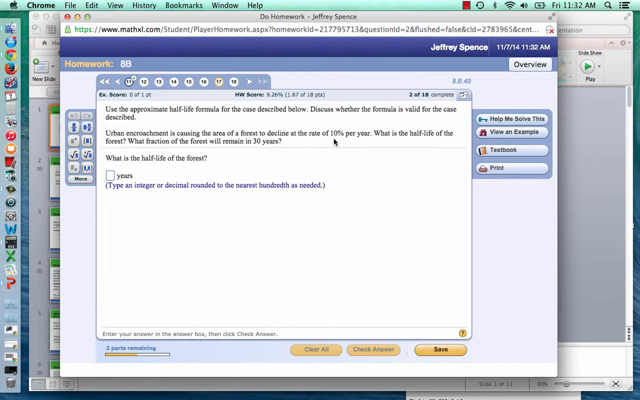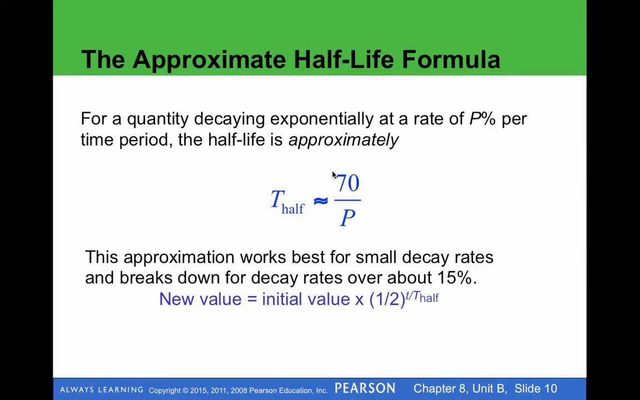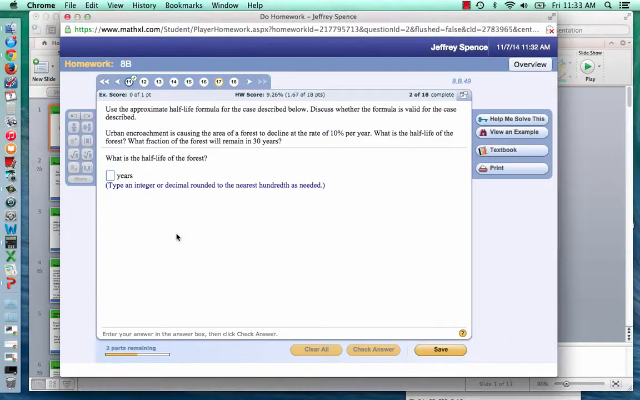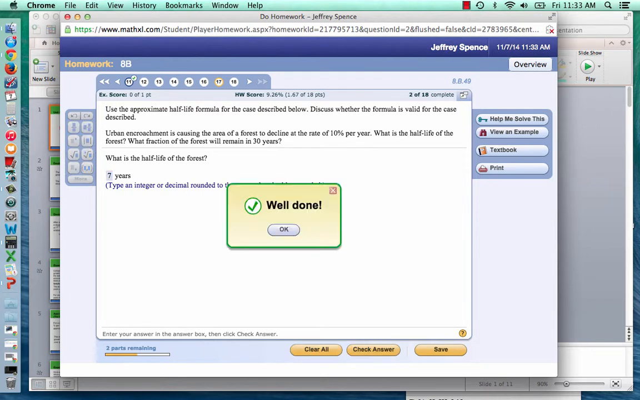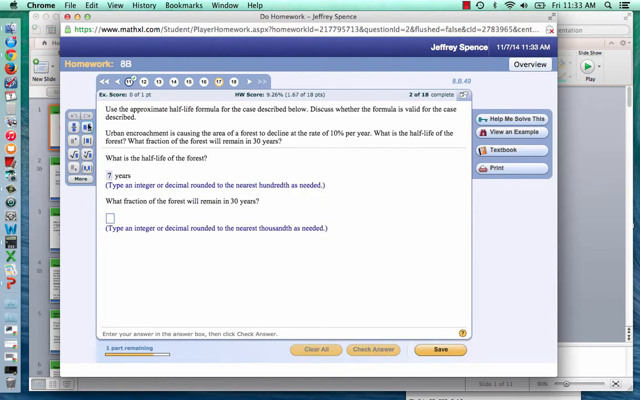So the half-life is just 70 divided by 10. Using our formula here, t half is just 70 divided by the decay rate. So 70 divided by 10 is 7 years. That's the half-life. So after 7 years, the forest will be half the size that it was previously, which is pretty amazing. That's pretty quick. What fraction of the forest will remain after 30 years?